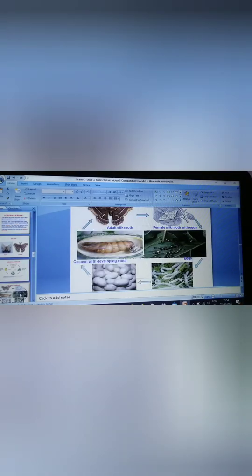Now here is an adult silk moth. You can see a female silk moth with eggs. This is the actual picture, whereas in the previous slide you saw the diagrammatic representation. You can see the adult female silk moth with eggs, and it grows into larvae and then forms a cocoon. You can see the formation of the cocoon with the developing moth. So that cycle repeats itself.